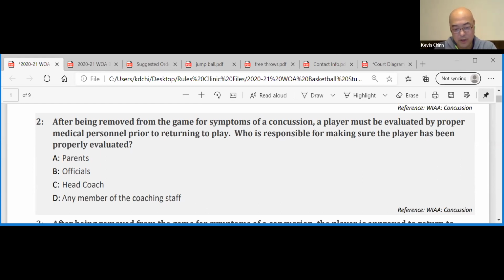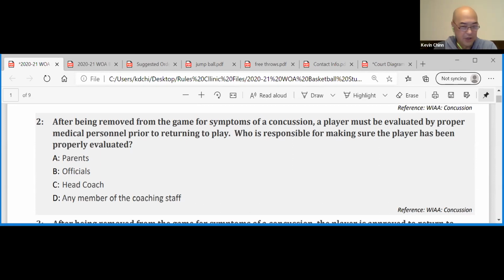If you have a player, let's say he falls on the floor and bumps his head on the ground, and he gets up a little wobbly, you can take the player over to the coach and say, Coach, he hit his head on the floor. Can you check him out for a concussion? If there is a medical professional on his team, that medical professional, along with the coach, will make the determination, and the coach ultimately says he can come back into the game.